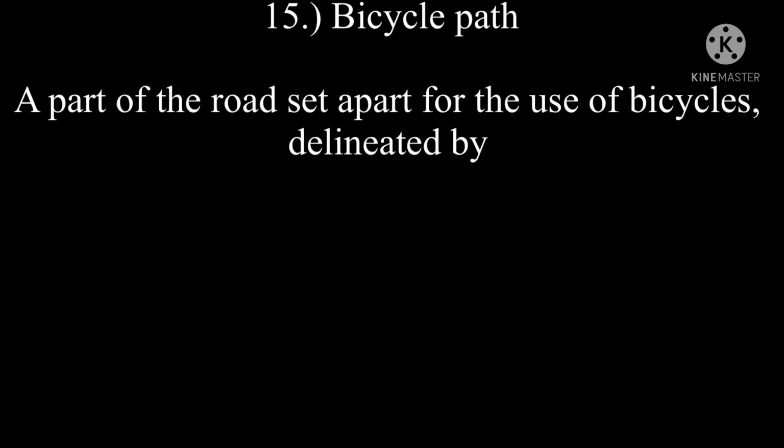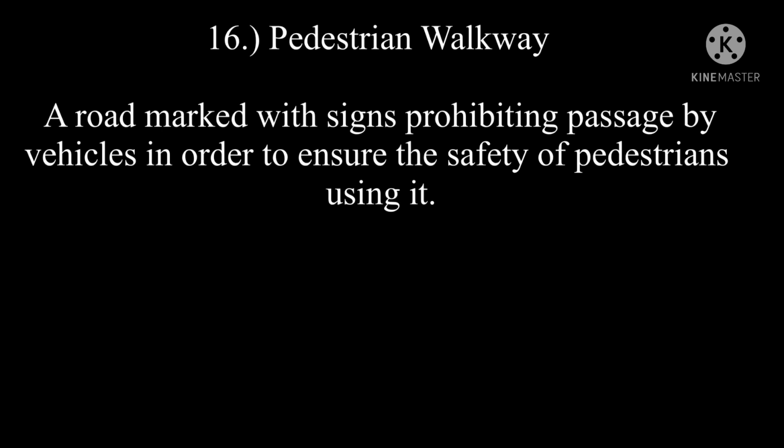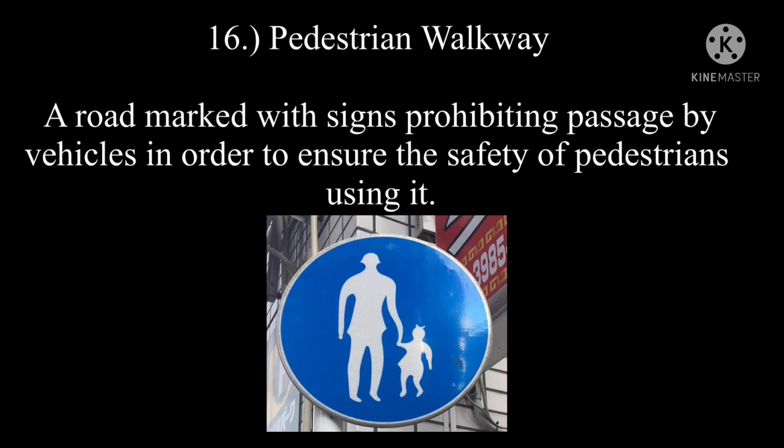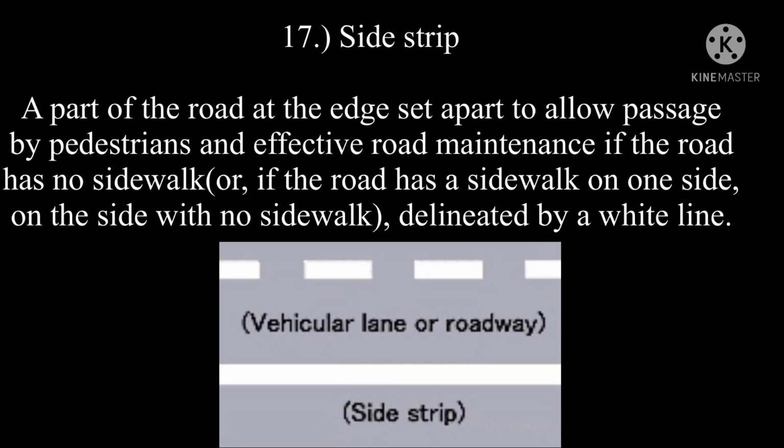Bicycle path, a part of the road set apart for the use of bicycles, delineated by a barrier such as a curb, fence, or guardrail. Pedestrian walkway, a road marked with signs prohibiting passage by vehicles in order to ensure the safety of pedestrians using it. Side strip, a part of the road at the edge set apart to allow passage by pedestrians and effective road maintenance if the road has no sidewalk, or if the road has a sidewalk on one side, on the side with no sidewalk, delineated by a white line.